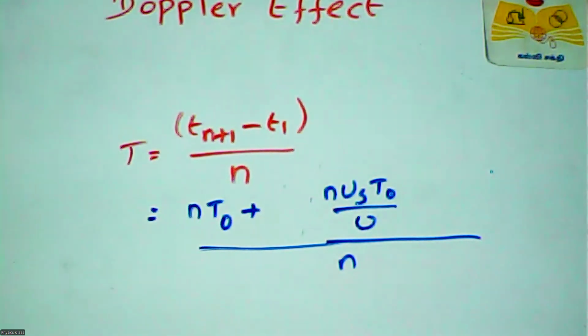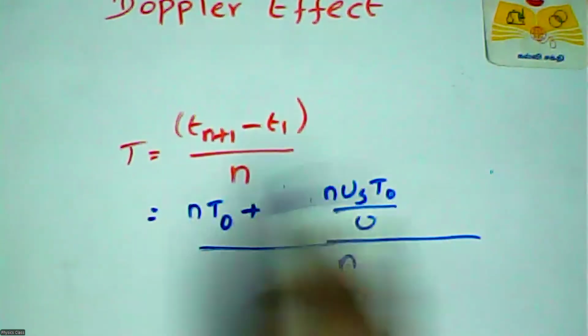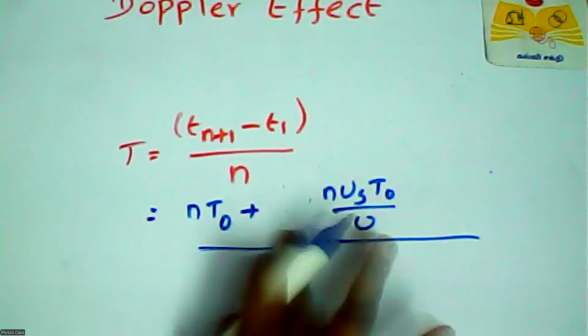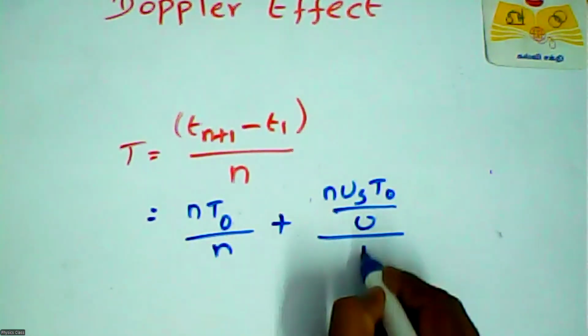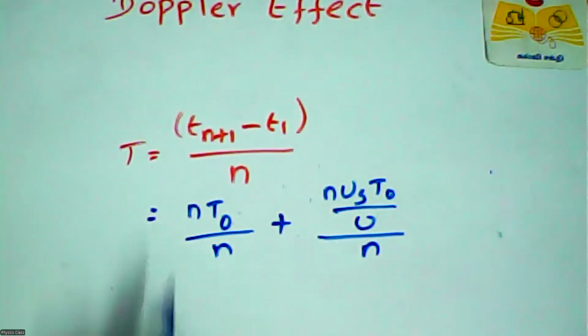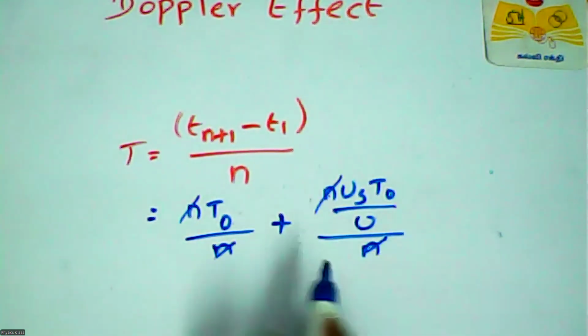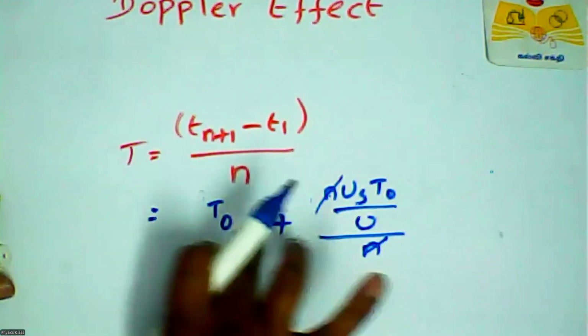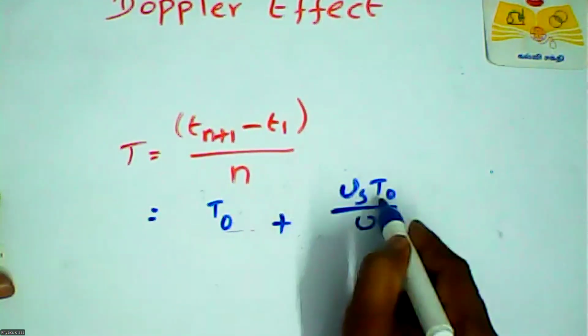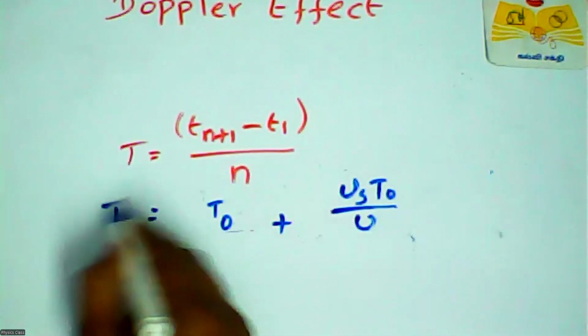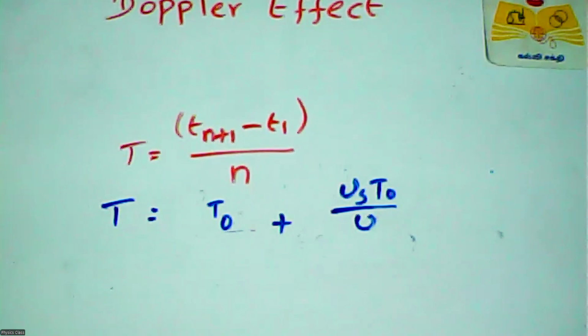This n belongs to both of these quantities, so we have to separate these two quantities like this. So n t naught by n, n by n cancel out. So we got t naught plus Vs by V into t naught, which is equal to t. This is the time period of the n crests. T is equal to t naught plus Vs t naught by V.